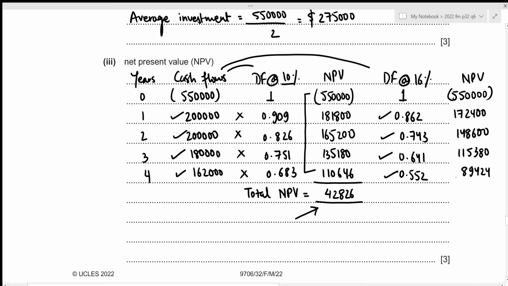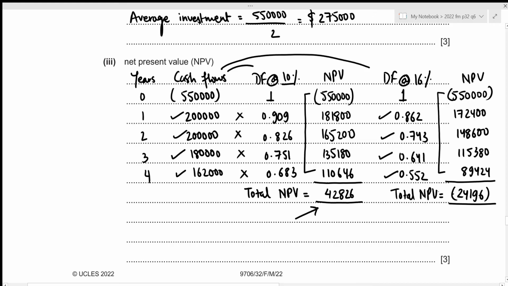89,424. Now the net present value at the higher rate of 16% is just going to be the sum of these 5 amounts. So that's minus 550,000 plus 172,400 plus 148,600 plus 115,380 plus 89,424, which results in the negative balance of 24,196. This is the total net present value.